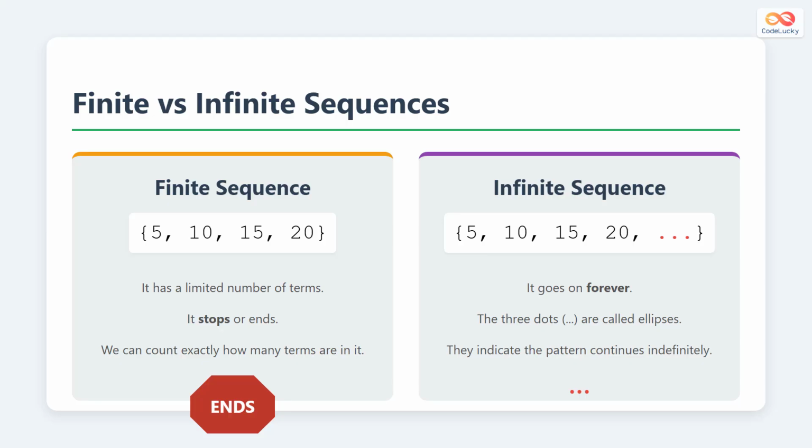Sequences come in two main varieties, finite and infinite. A finite sequence has a specific number of terms, it ends. An infinite sequence goes on forever. We show this using ellipses, those three little dots at the end, which mean the pattern continues indefinitely.